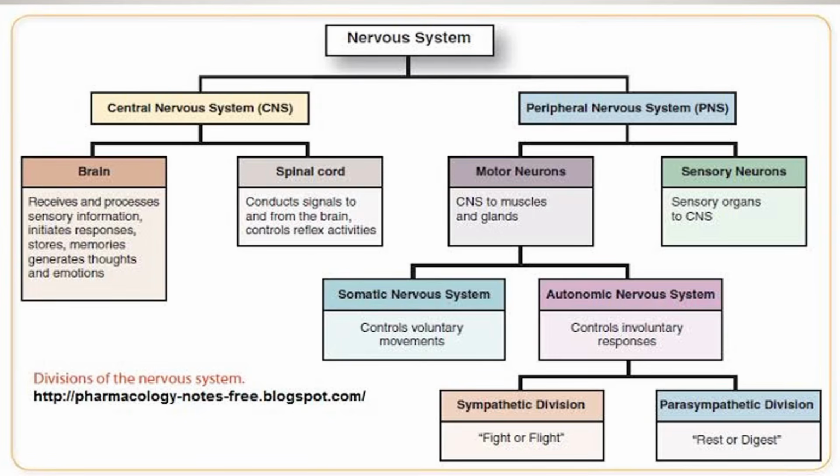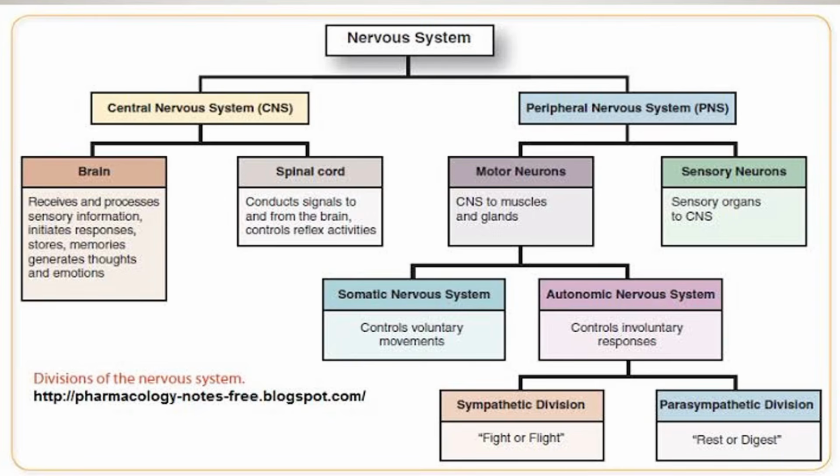The brain receives and processes sensory information. It initiates impulses or responses. It also stores memories and generates thoughts and emotions, while the spinal cord conducts signals to and from the brain, and also controls reflex activities.